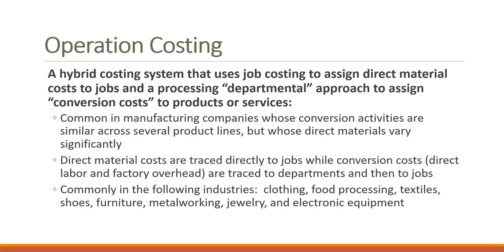We can think about soup. The direct materials across different kinds of soup vary. Some soups might have carrots and some soups might not. But the canning and labeling of those soup cans is the same across every product line. The only thing that changes is the outside label, but the process is the same. So a hybrid system would be commonly used in that instance.